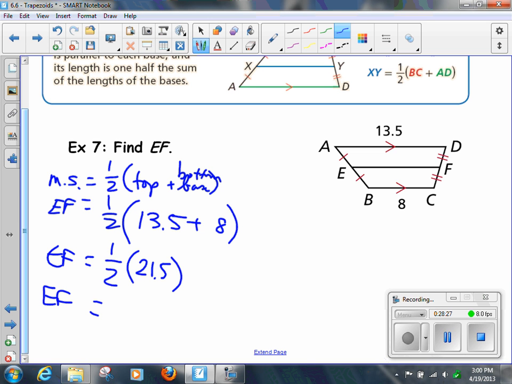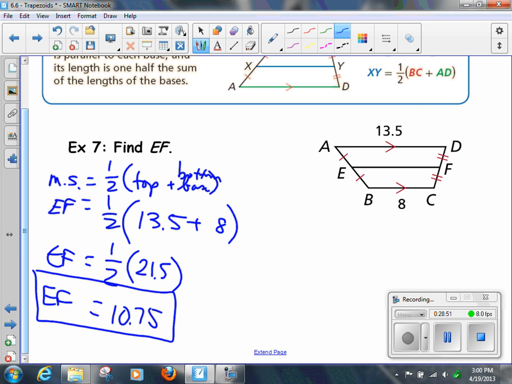Folks, what do you get? Wait, you divided by 2? So one more time, Michael. 10.75. Is that what everybody got? Yeah? Isn't that easy? It's 1/2 the top plus the bottom. Right on. Any questions?